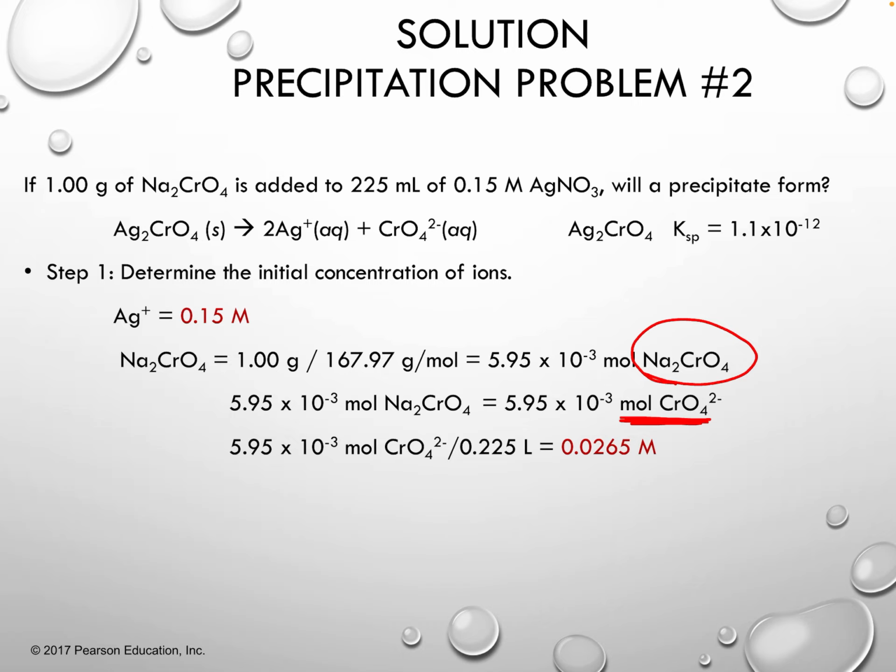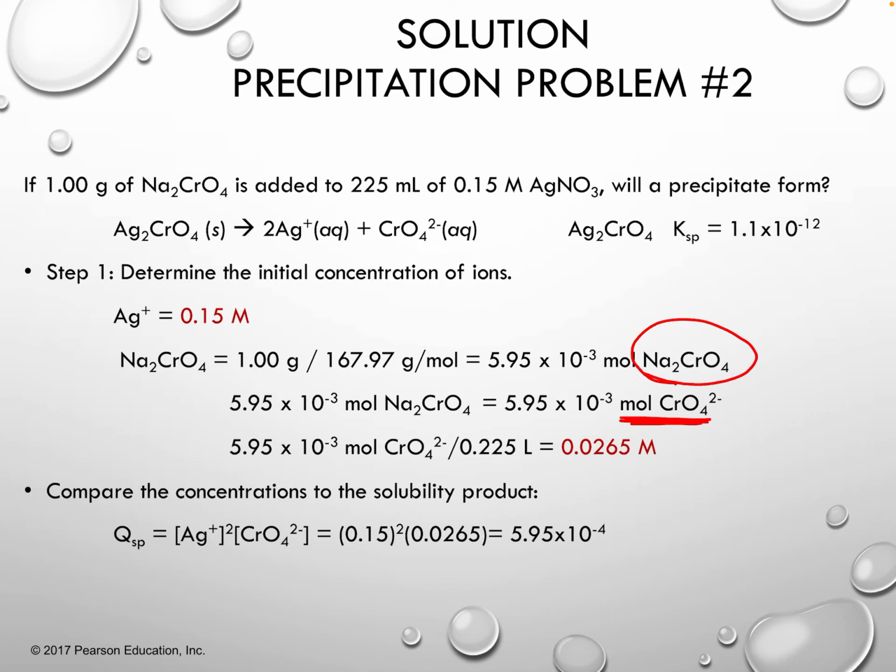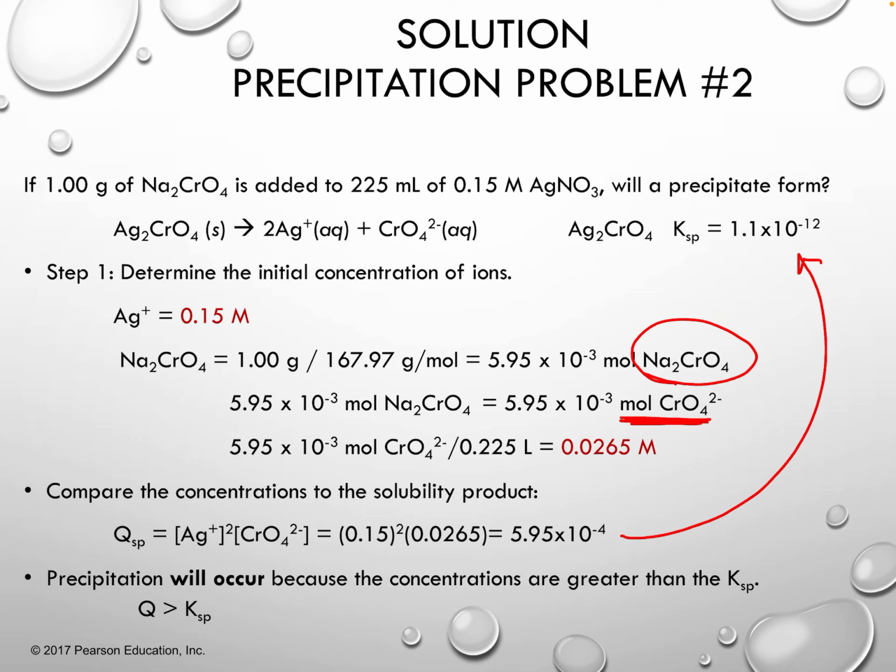We already had the concentration of our silver that was given to us in the problem. So now we can go ahead and plug this in to our QSP. So we'll plug them in there and calculate that. And again, we're going to go ahead and compare that to our KSP. Now, Q is much greater than KSP, like a lot greater, right? So this is definitely going to form a precipitate in this case.